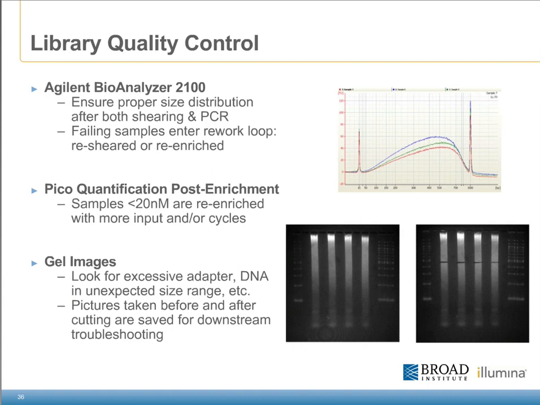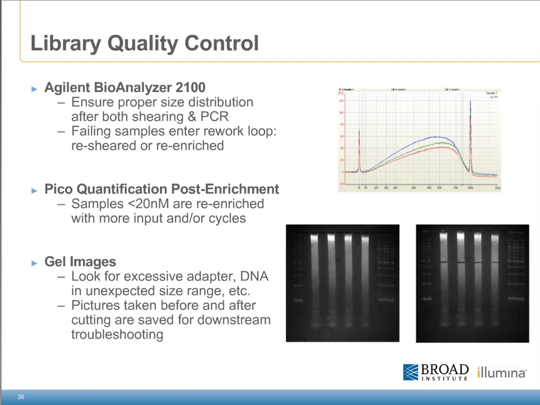If it didn't shear properly, we can either re-shear it, or if it's completely the wrong size, we can ask for another aliquot. Or the same with the enrichment. If we have leftover material, if it either didn't enrich or we over-enriched or under-enriched, we can go back and start that over.